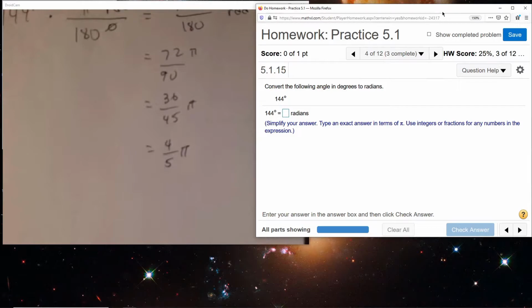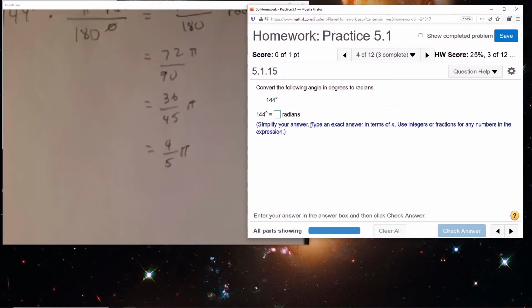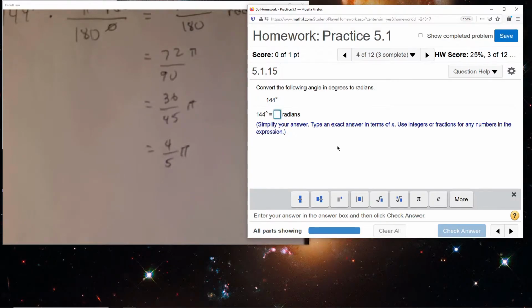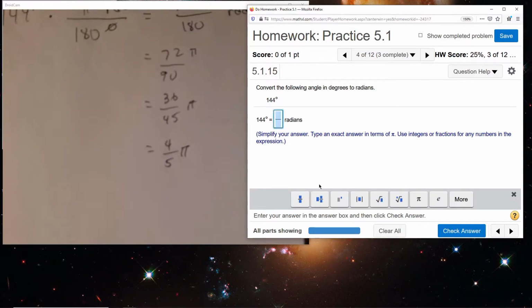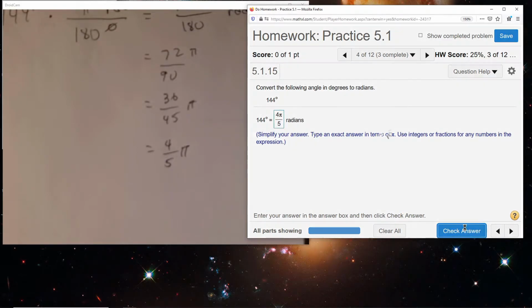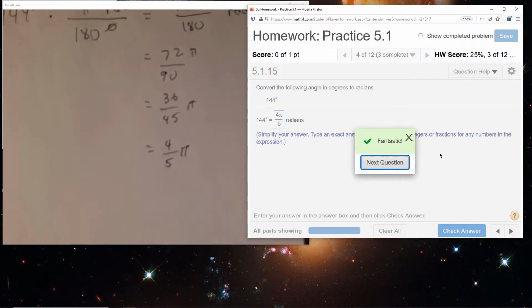Now let's look at what MyMathLab wants. Simplify your answer. Always simplify your answer. Type an exact answer in terms of pi. So they want exactly 4/5 pi. They do not want the decimal. There we go.